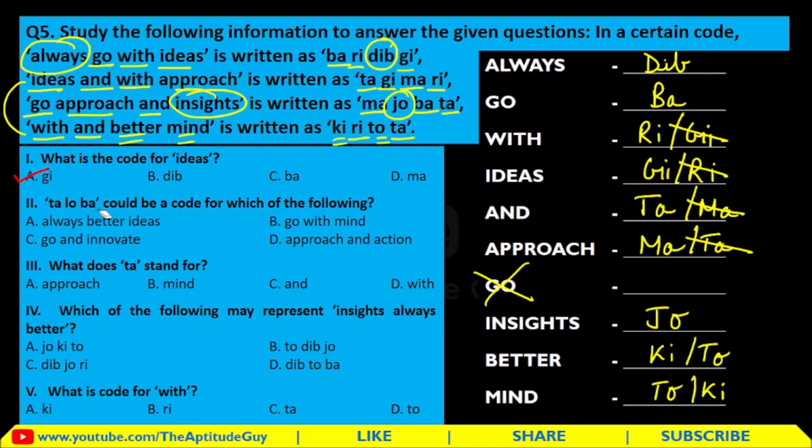Ta, lo, ba could be a code for which of the following? Ta is over here, and ta, lo we don't have, ba is go. So we need go and. Which one has go and? Go and, go and, go and. Only option C has go and. So this is the correct answer.